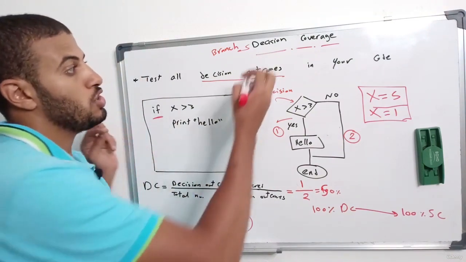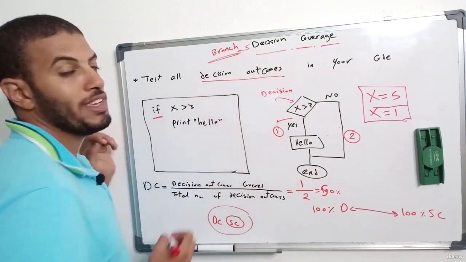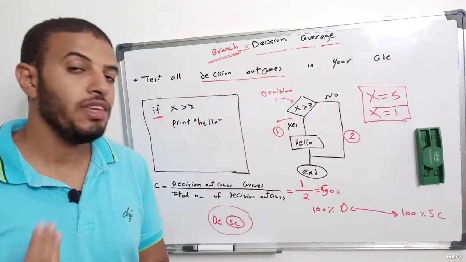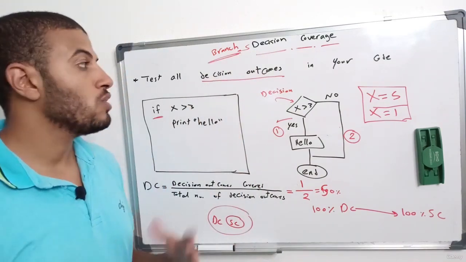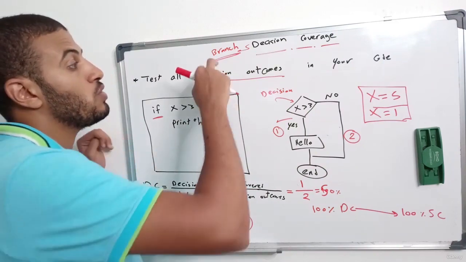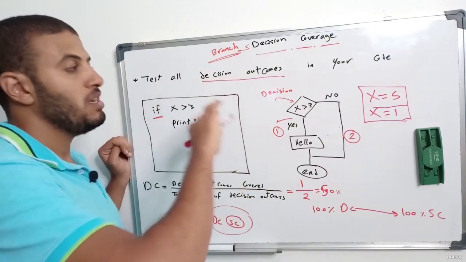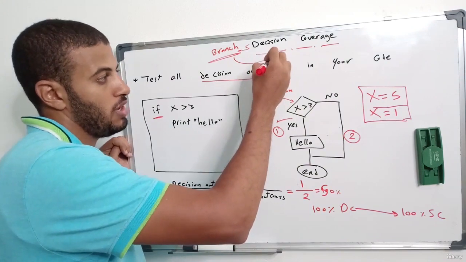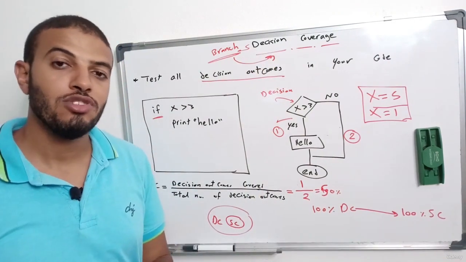And also, decision coverage has another name, which is branch coverage. So if you find it in any resource like ISTQB or any other book or resources talking about branch coverage, it means decision coverage. In the next video, we will begin to solve examples on this technique.